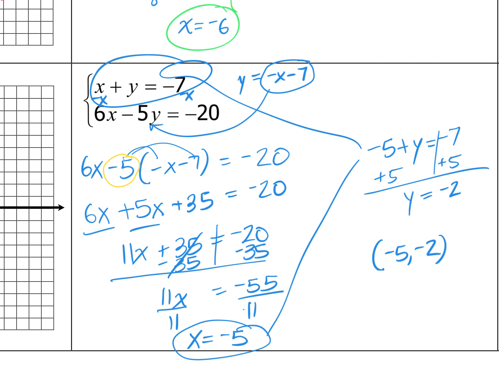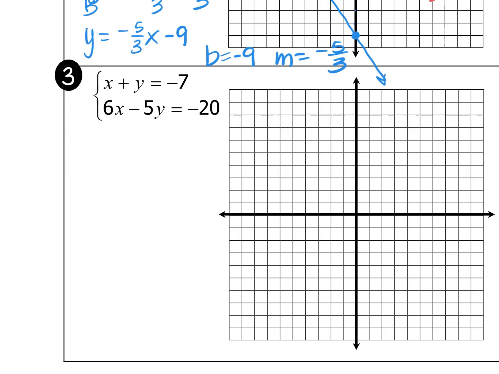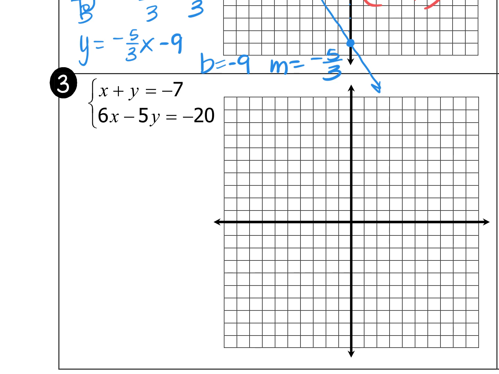Now let's look at the graphing. Graphing would not be my first choice on this simply because neither one of them are in slope-intercept form. It doesn't mean that I can't get them into slope-intercept form, but if I had a choice on this, I would not graph it. But let's say we don't have a choice. In order to get that by itself, I'm going to have to subtract x from both sides. So y equals negative x minus 7.